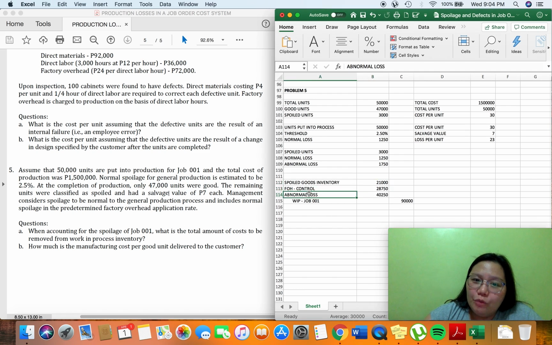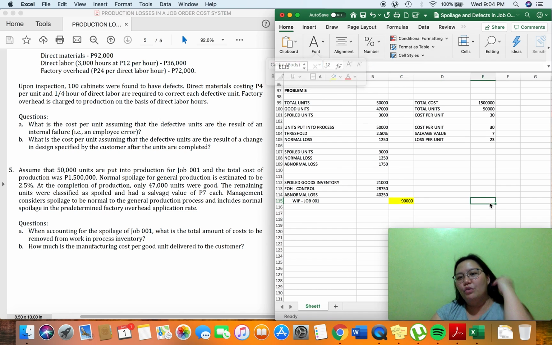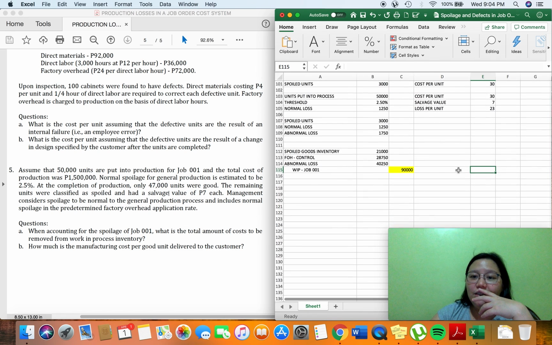So again, the abnormal loss account is considered as part of other expenses. Diba? So yung classification niya, it is not a general and administrative, it is part of other expenses. Okay? So tingnan natin. Let us go back to the questions. When accounting for the spoilage of job 001, what is the total amount of cost to be removed from the work in process inventory? So based on our entry, diba, the amount that we have removed from the work in process inventory account is equal to 90,000.